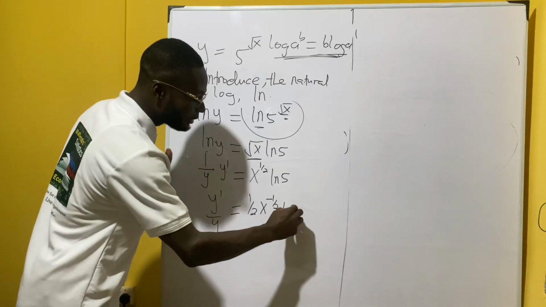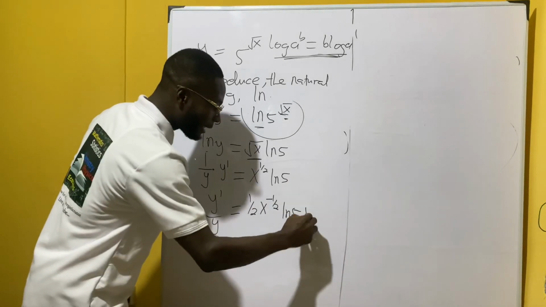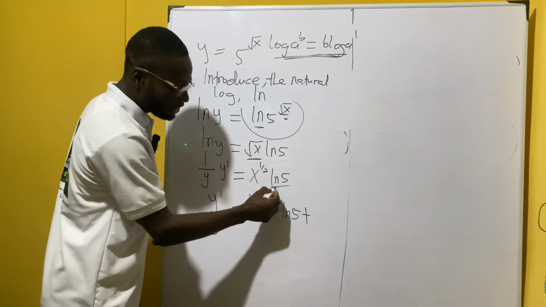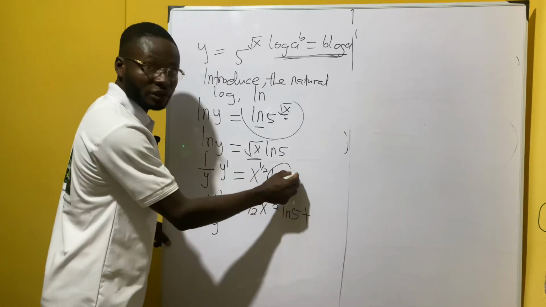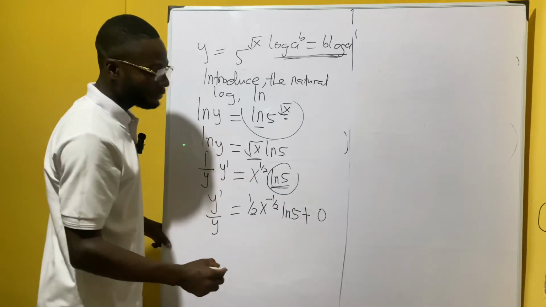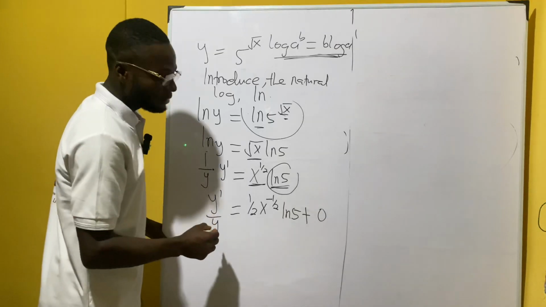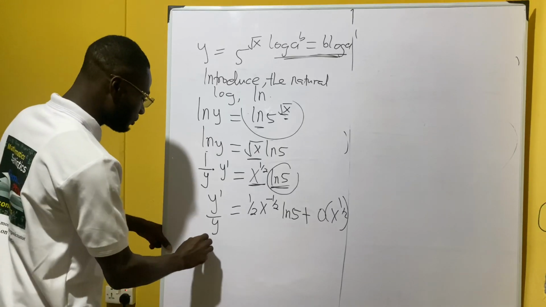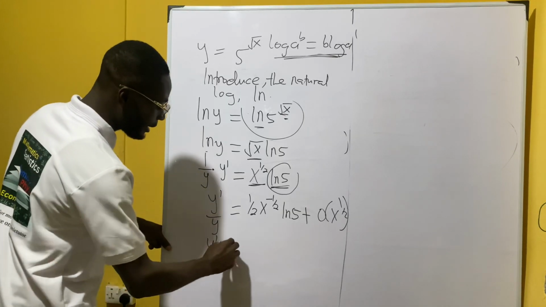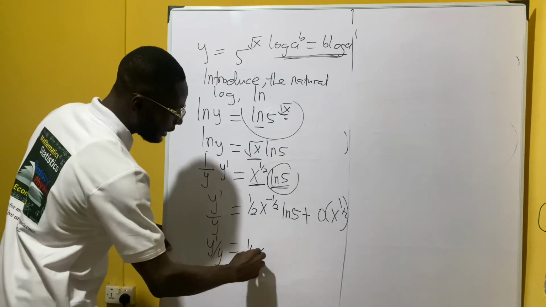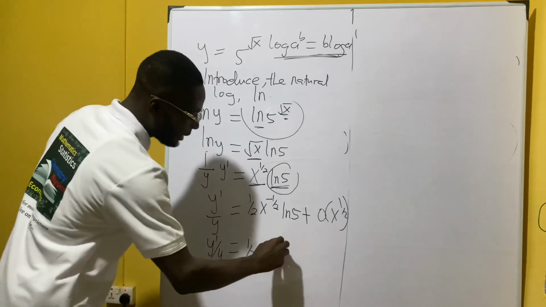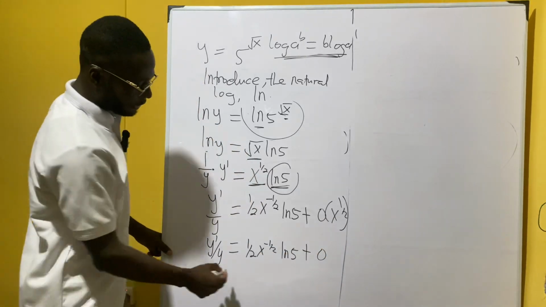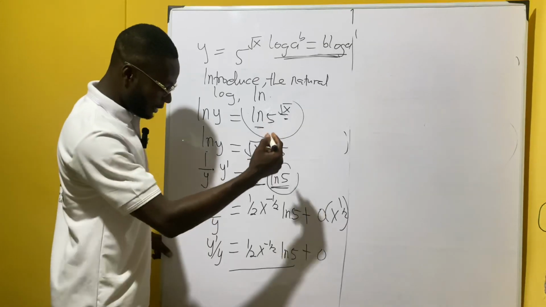Then we maintain the second function, plus, because we are following the product rule, plus differentiate this. You know this is a constant, so when you differentiate it, we have 0. And then we maintain this, which is x power half. Of course, this is going to be y prime over y, and that should be equal to half x power minus half ln 5 plus 0 here, so we have this. Let's go ahead and simplify.